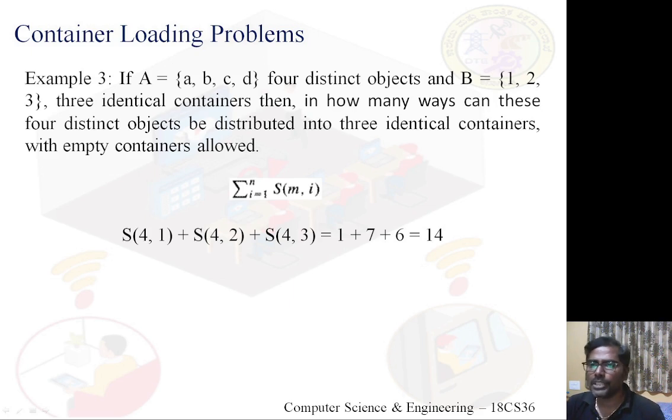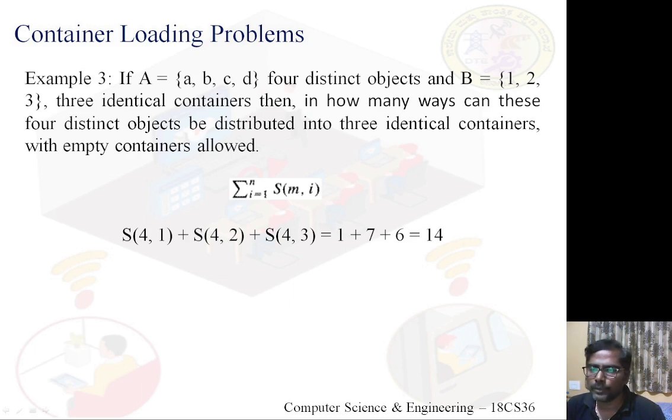Now the question is, in how many ways can these 4 distinct objects be distributed among 3 identical containers with empty containers allowed?